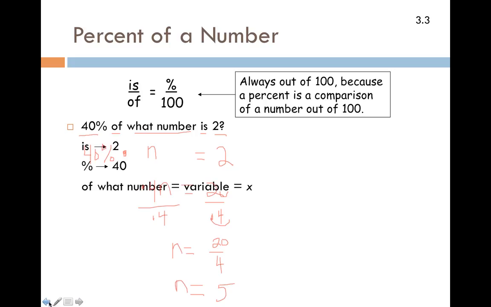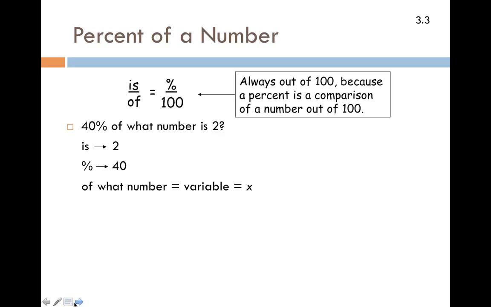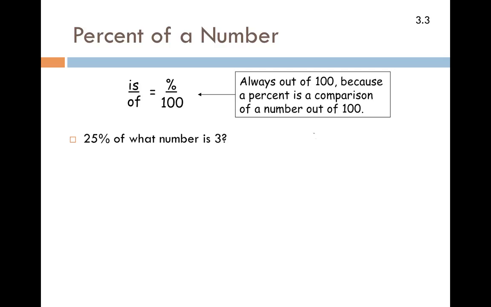Okay, let me get rid of all this, because I want the PowerPoint. Okay, so we see the is and the to. Of what number is a variable. There we go. Cross multiply, divide. X is 5. Okay, 40% of 5 is 2.